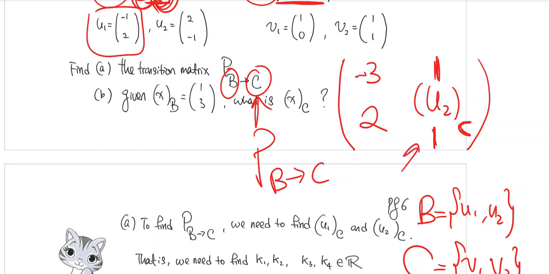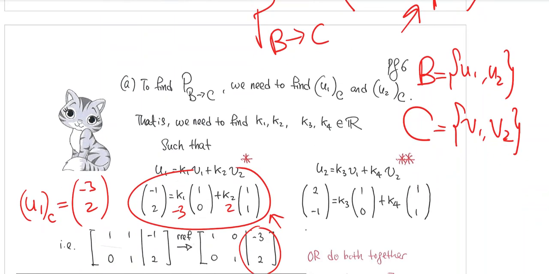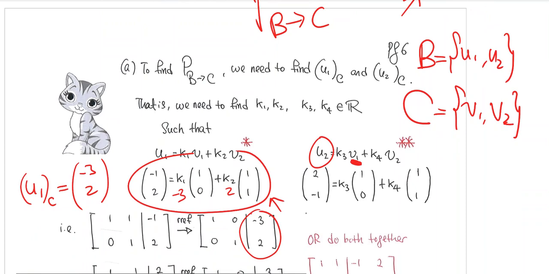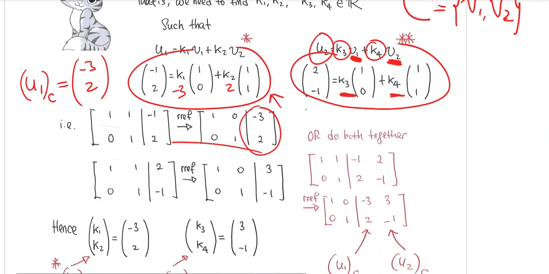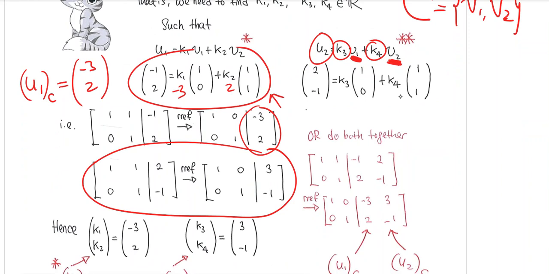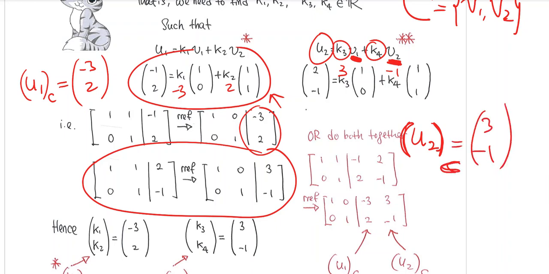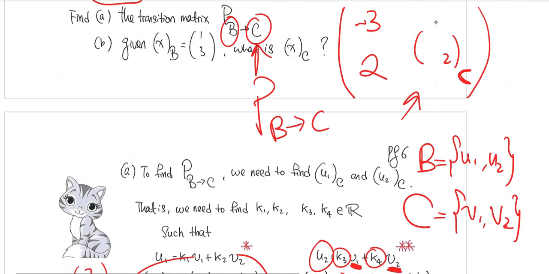Now U2, the coordinates of U2 with respect to basis C. These are vectors in the basis C, so you need to find these two coefficients, which means solve for this. You'll find that in this case, this is 3, this is -1, and you can double check and you'll see that it is true. So the coordinates of vector U2 with respect to basis C are given by 3, -1. So 3, -1 goes here.